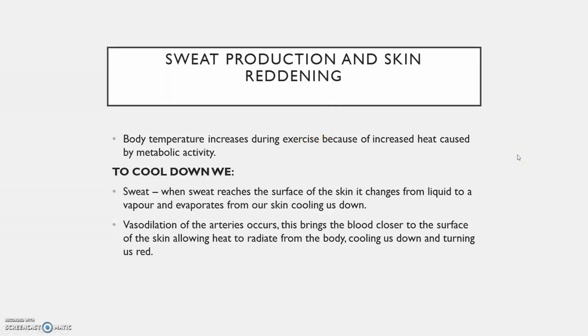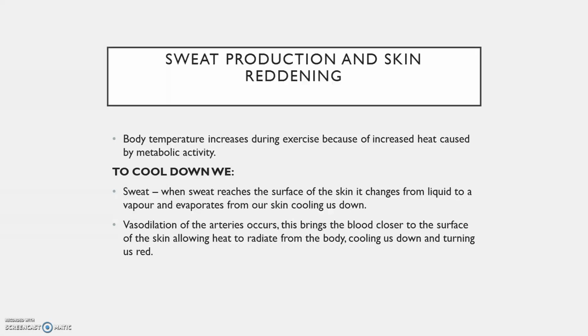Now once again, this should all be familiar to you in terms of we covered it in Unit 7. So when we exercise, a short-term effect is we get an increase in body temperature, and this is because of increased heat, which is caused by metabolic activity, which we discussed in the musculoskeletal system. So what happens when we heat up? We sweat to try and cool ourselves down. So when sweat reaches the surface of the skin, it changes from liquid to a vapor and evaporates from our skin, which in turn cools us down.